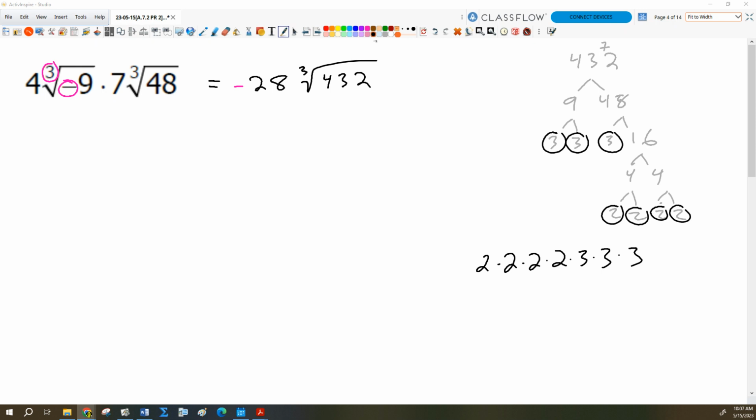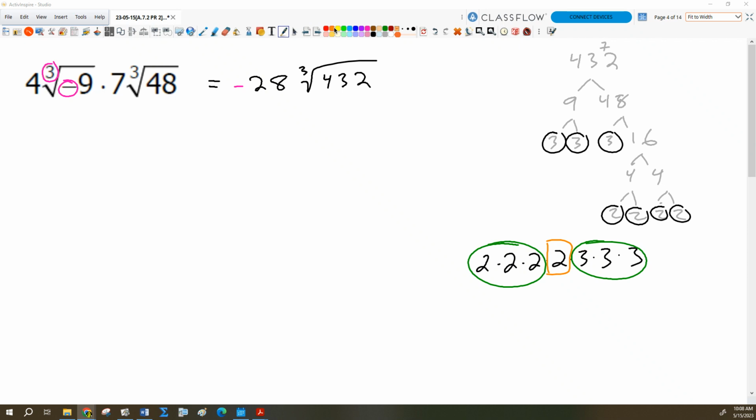And then we ended up factoring the 432 and got all those numbers. But if we write them out in a row like this, look how easy it is. Triples go out. Well, there's a 2 2 2, there's a 3 3 3. What's left behind? The only straggler is that 2, right?